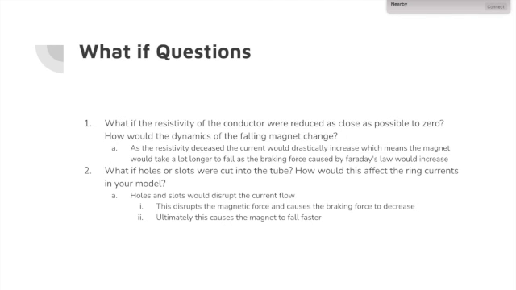So the second question, what if holes or slots were cut into the tube? How would this affect the ring currents in your model? Holes and slots would disrupt the current flow. This then just disrupts the magnetic force and causes the braking force to decrease. Ultimately, this causes the magnet to fall faster.